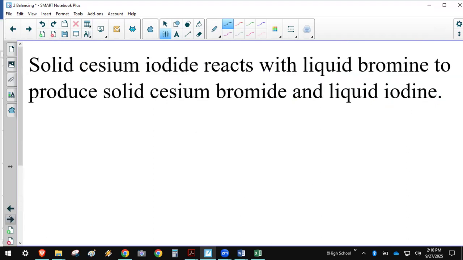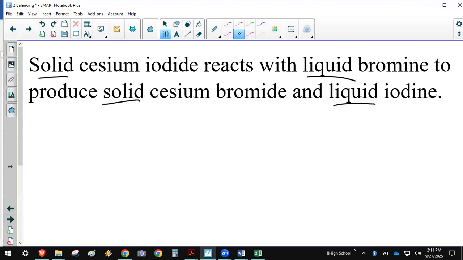Number 10, I think it was, says solid cesium iodide reacts with liquid bromine to produce solid cesium bromide and liquid iodine. If they don't give you the states, I don't really expect you to put them in. But when a question outright tells you what state they are in, solid, liquid, you should have the states visible as well.